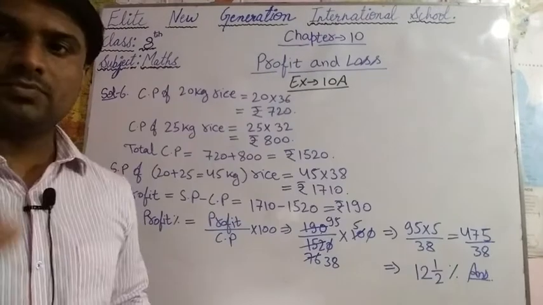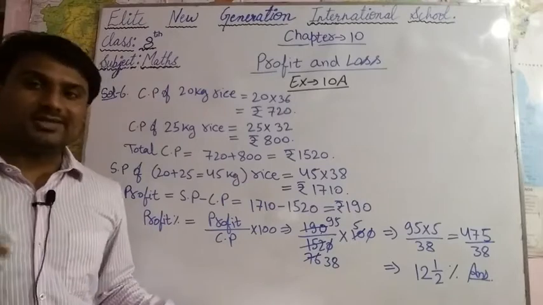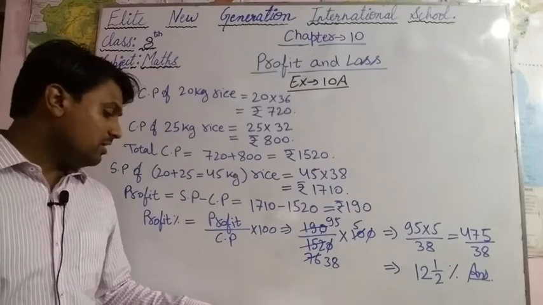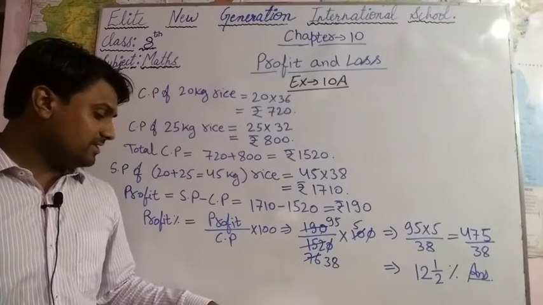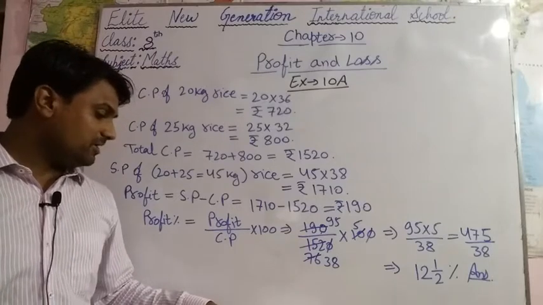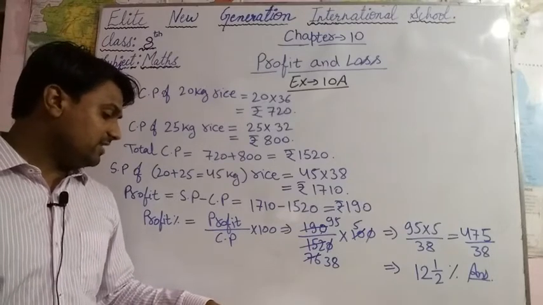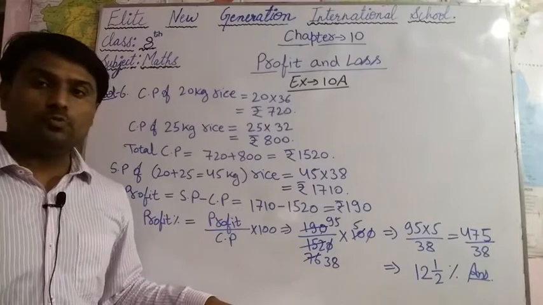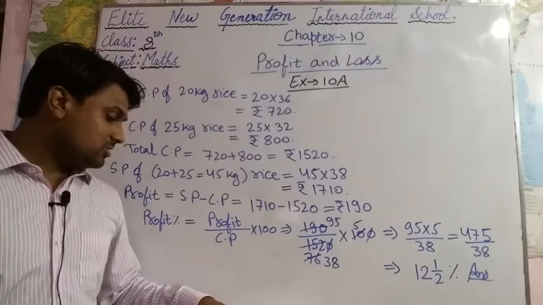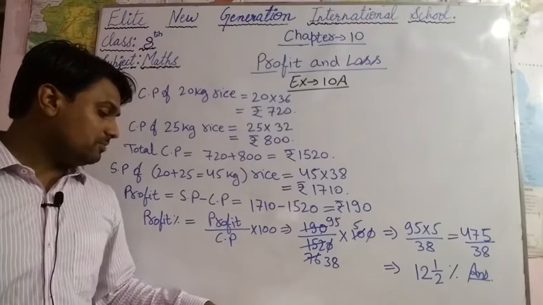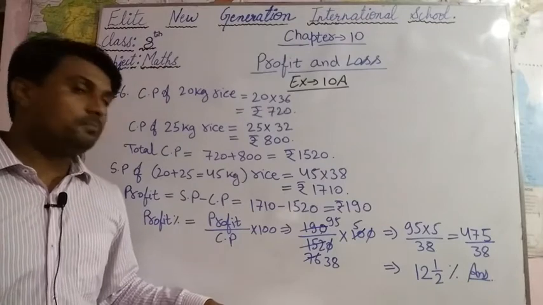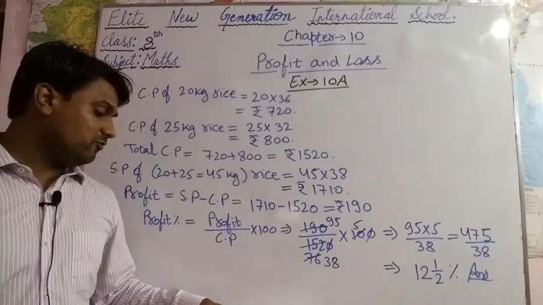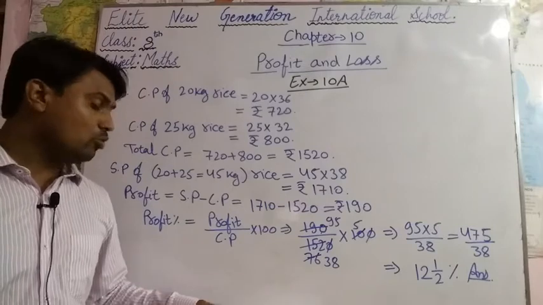So after this, see question number 6. In question number 6 we have Hari bought 20 kg of rice at rupees 36 per kg and 25 kg of rice at rupees 32 per kg. He mixed the two varieties and sold the mixture at rupees 38 per kg. And now here we have to find his gain percent in the whole transaction.